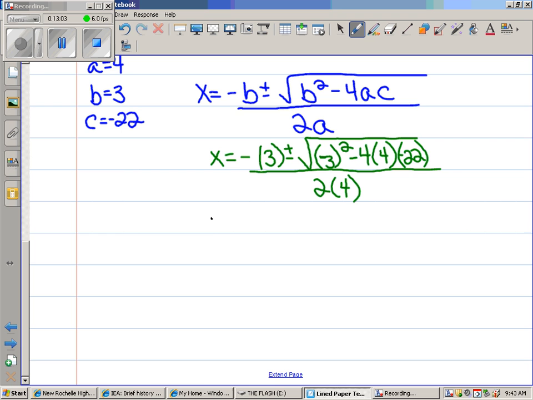Okay. We're going to try and work on this without a calculator as best as we can, just to try and improve our skills. 3 squared is how much? 9. Oh, now that's going to be actually really hard. 4 times negative 22. How much is it?